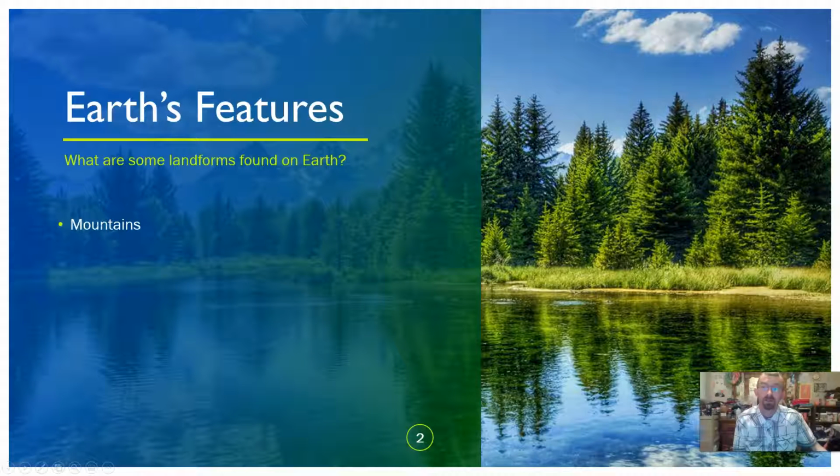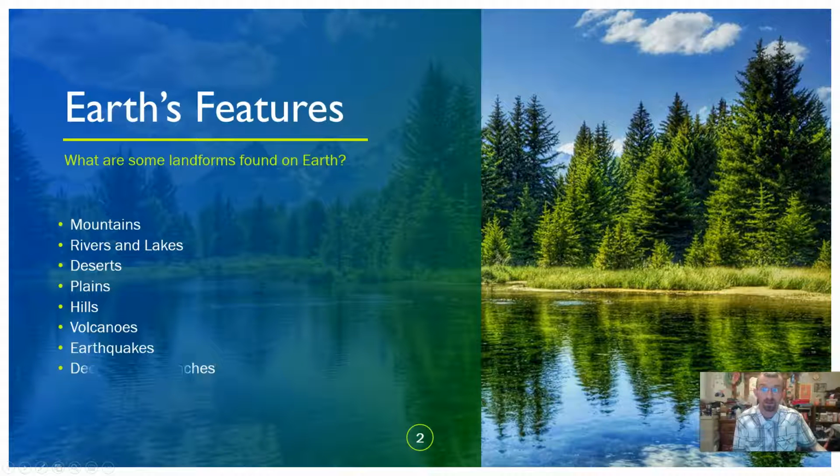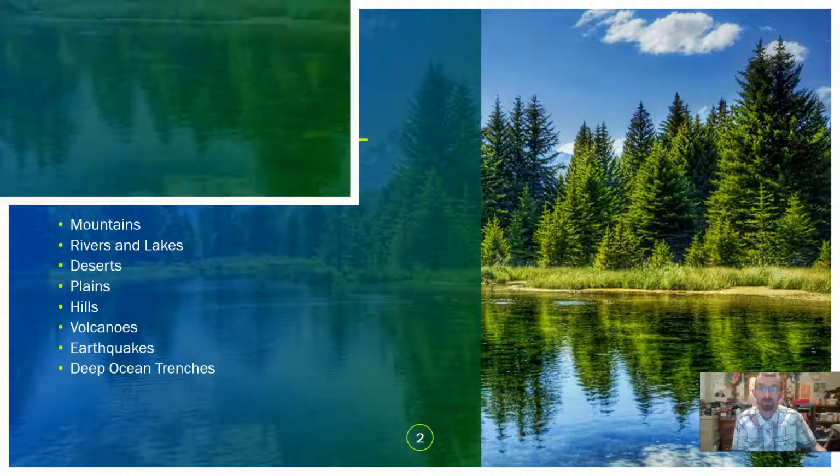So, if you said or thought about mountains, rivers and lakes, deserts, these are all common landforms that we see. Plains, hills, and there are things like volcanoes, earthquakes, deep ocean trenches. We'll talk a little bit about those before we start our activity today.